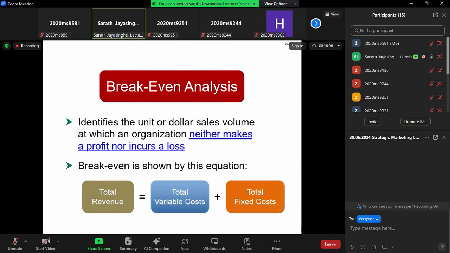If you take break-even analysis, you might have done it in management accounting and sometimes managerial economics. Now you are going to use it in your marketing strategy formulation. Break-even identifies the unit or dollar sales volume at which an organization neither makes a profit nor incurs a loss. There is no profit or loss at this point. Break-even is shown by this equation: total revenue equals total variable cost plus total fixed cost. So these two sides are equal.